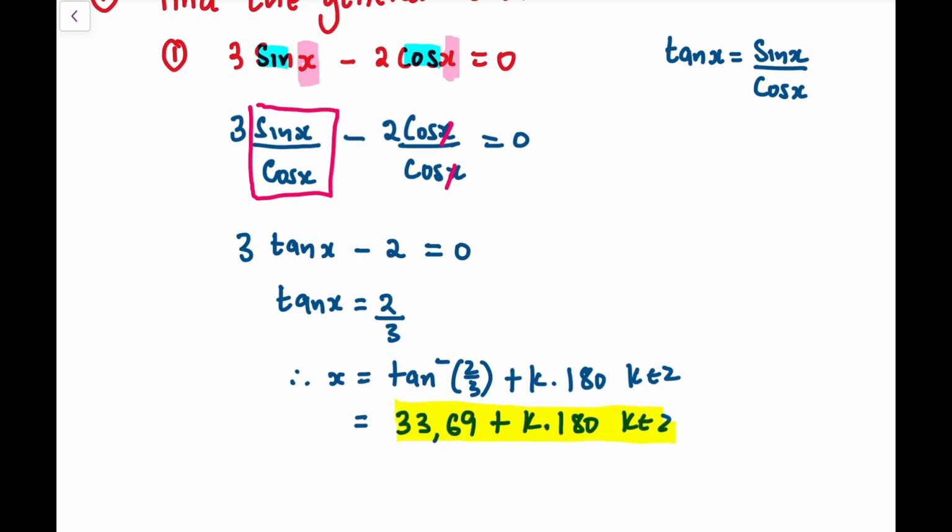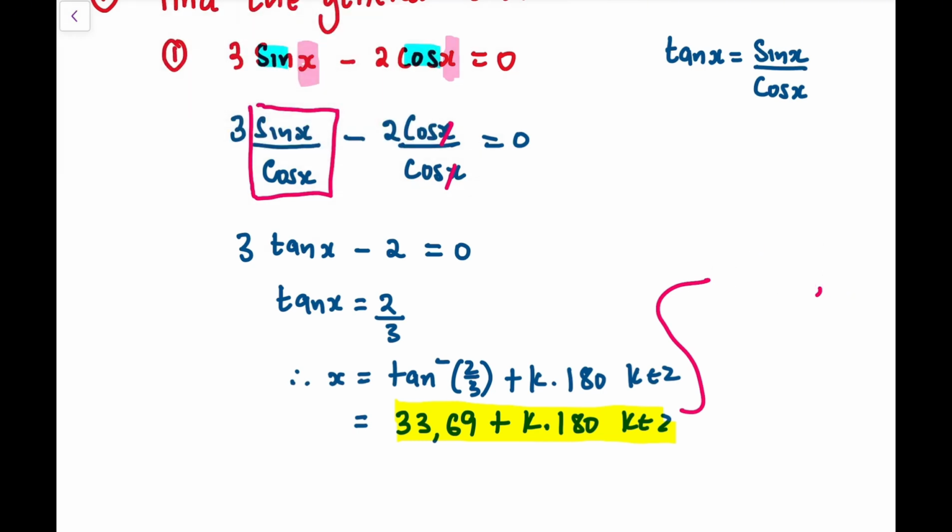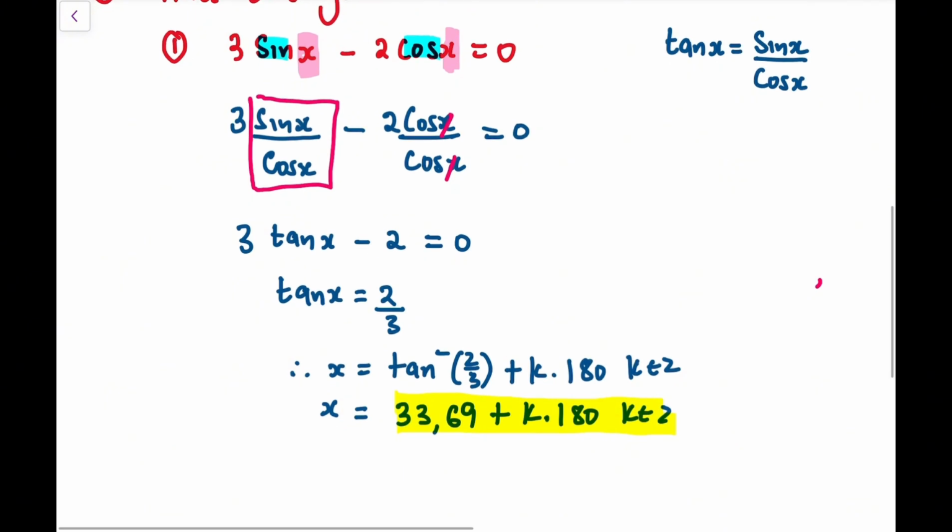Obviously, if you are using reference angle method, another solution that you are going to have is 180 plus 33,69, and then plus k multiplied by 180, where k is an element of integers. But if you are using a graphical method, this solution that we have here is enough. So your solution is x is equal to 33,69 plus k multiplied by 180, where k is an element of integers. And then let's go to example number 2.